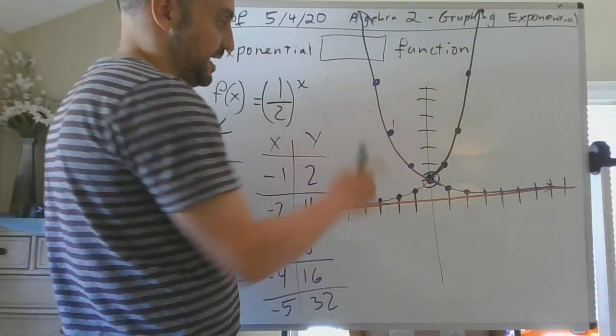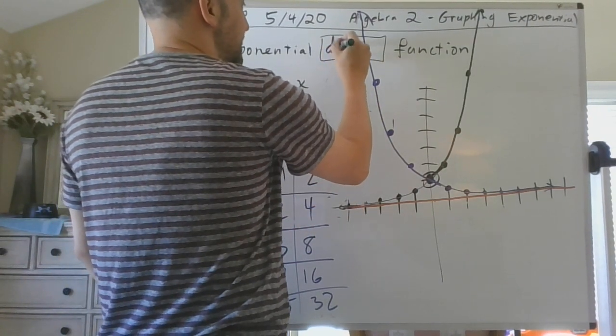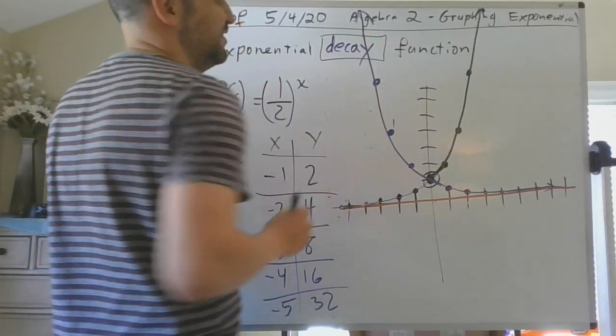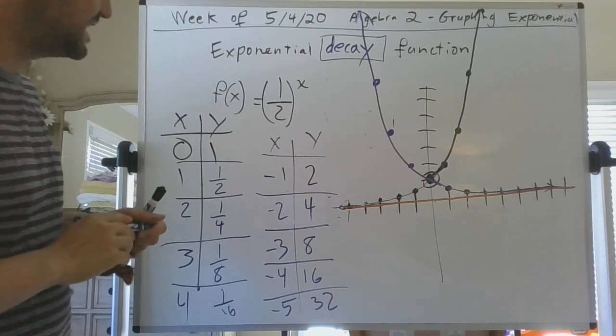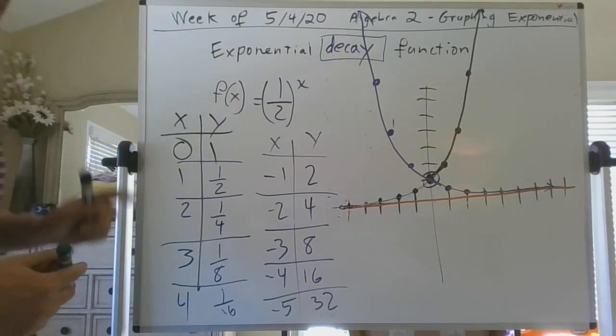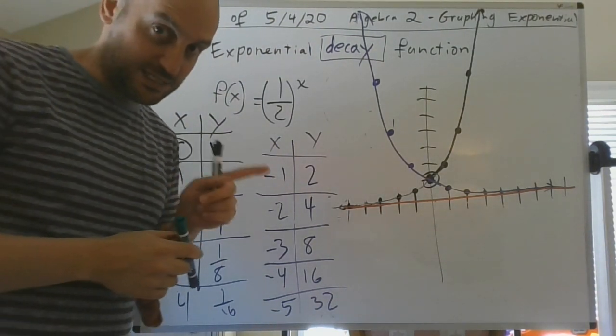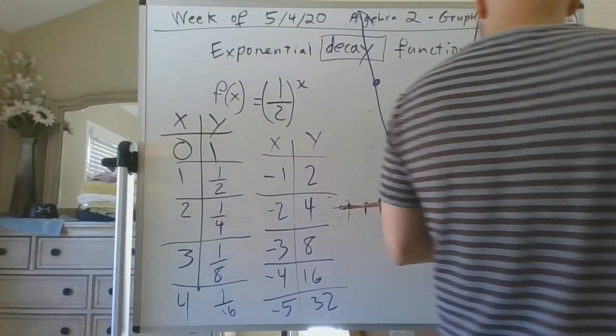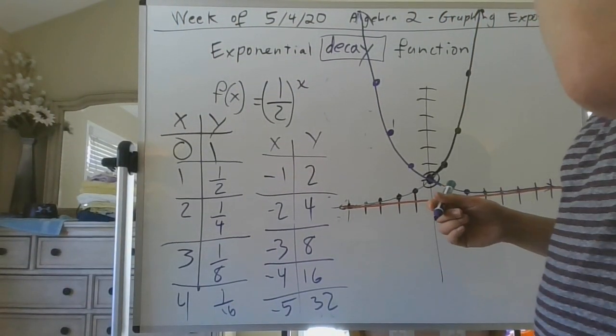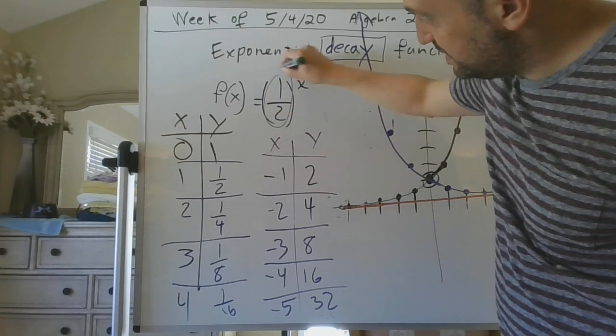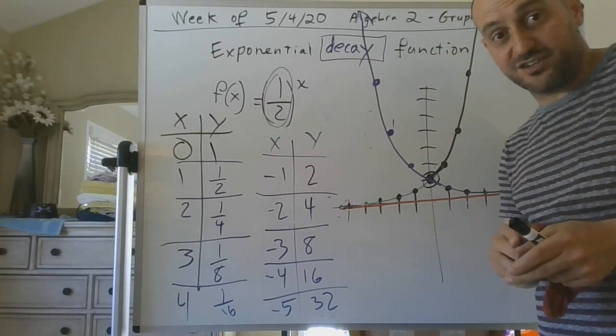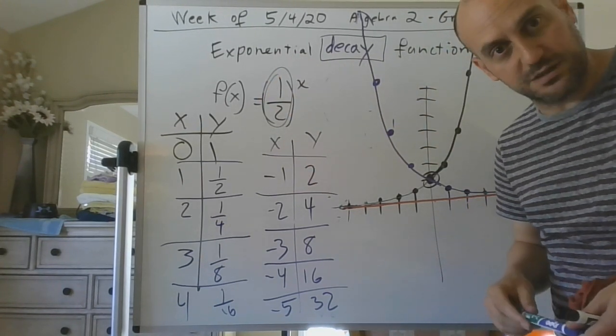This is called an exponential, not a growth this time. This purple one is an exponential decay function. That is an exponential decay function. And the reason we know that is because I look at this and I notice this is a fraction. It's not just any fraction. It's a fraction less than 1 is really what it is.